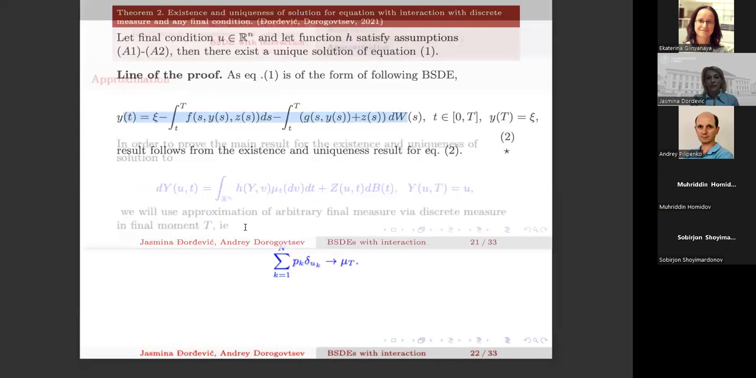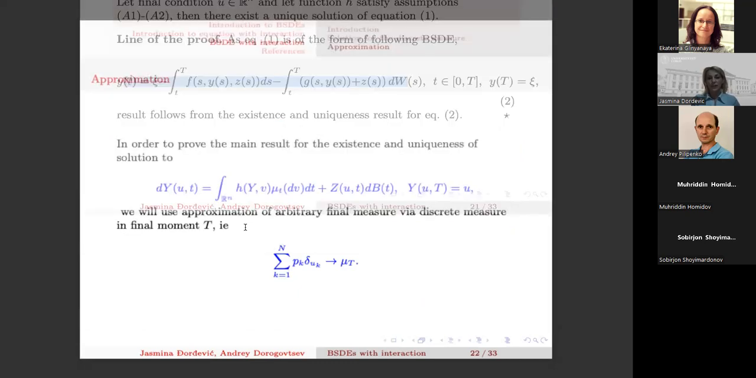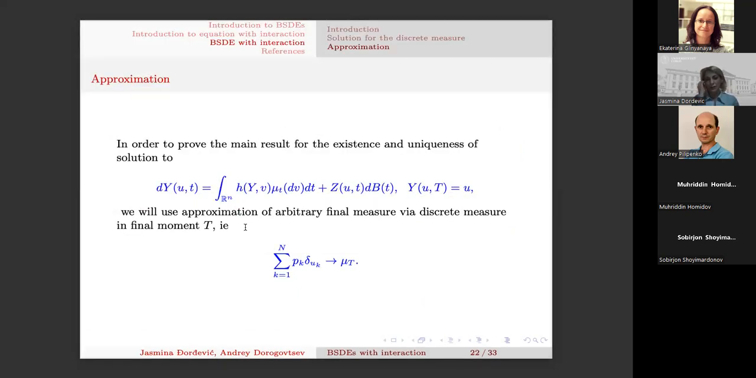We need this for the approximation case for more general BSDE with interaction. So furthermore, now not only have we generalized the final condition, but we also generalized the drift. So now the drift is given by general function H dependent on any state process and measure mu t, any measure mu t, and our idea is to approximate the final measure via the discrete one, because we already gave the full description of the BSDE under the discrete measure.